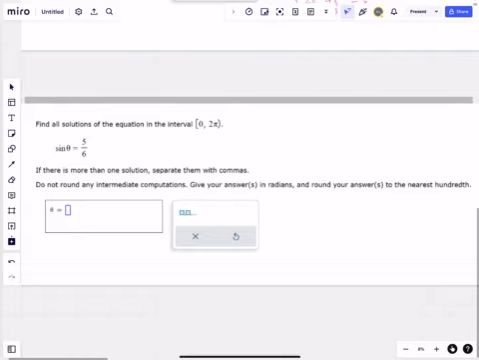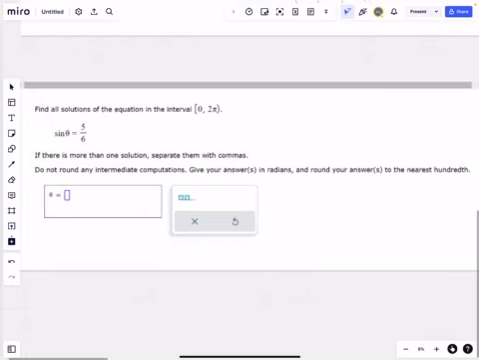Okay, in this example, we see a trig equation, and there's a couple of things that are worth noting here. First, the solutions are being asked for in the interval of 0 to 2 pi. So one full rotation of the circle and nothing more. So we don't need any adders or anything like that.